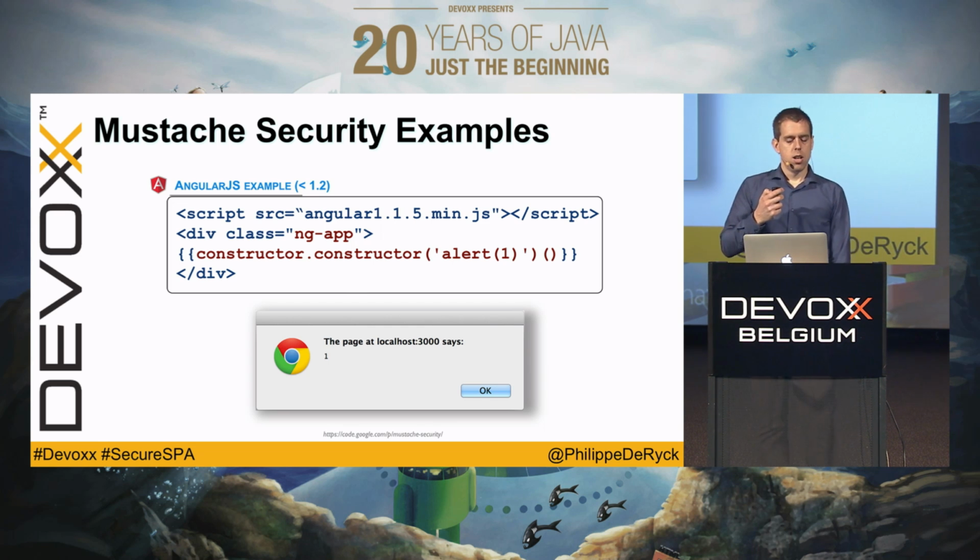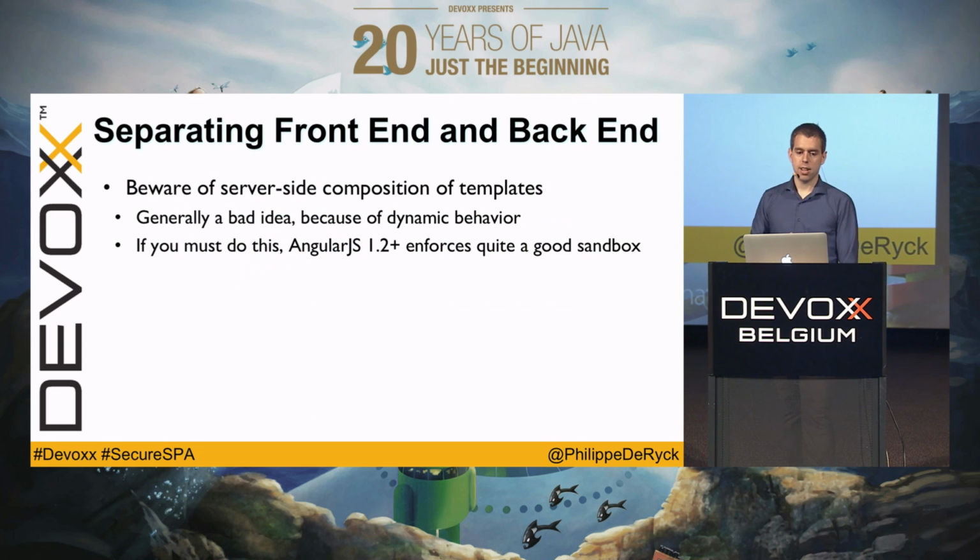And this is why, if you remember, in the beginning I was talking about separating the front end and the back end from each other. This is why you should really, really separate them and not try to mix them together. You have dynamic behavior enabled by a JavaScript framework, which you have no idea of on the server, so essentially there's no way you can protect against this. So you should keep these things really separated.